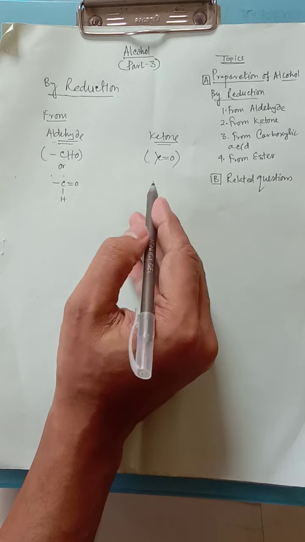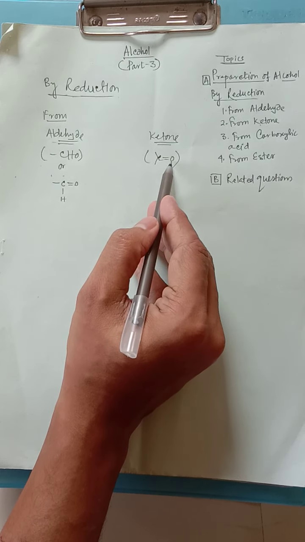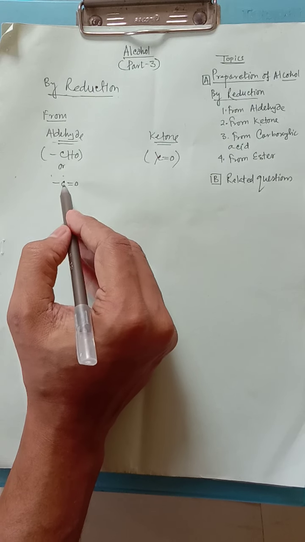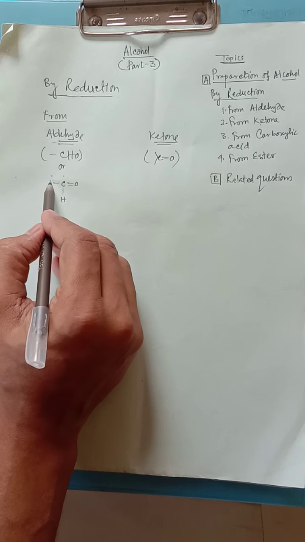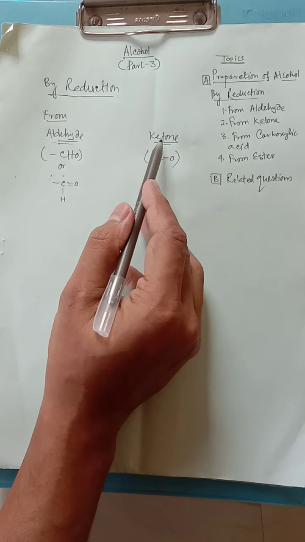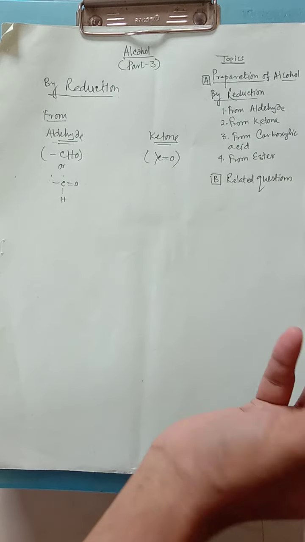Now the scenario is more or less the same. C double bond O is there in both. But one thing you have to remember: in case of aldehyde, one hand is occupied by hydrogen and the other hand by a carbon containing group, but in case of ketone, hydrogen is missing here, and both are occupied by carbon containing groups.